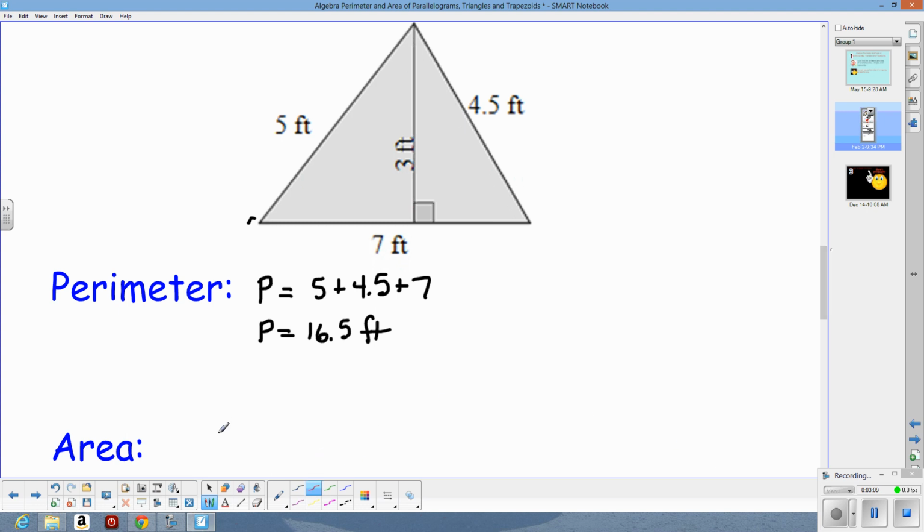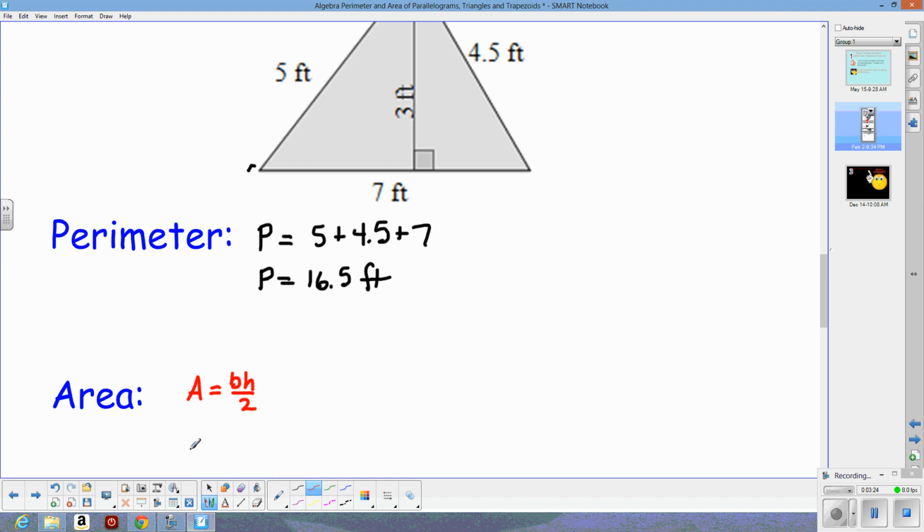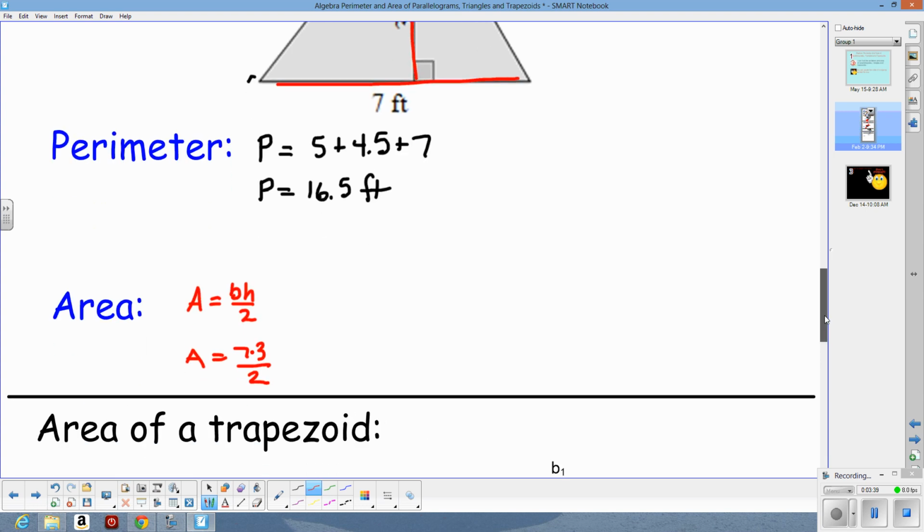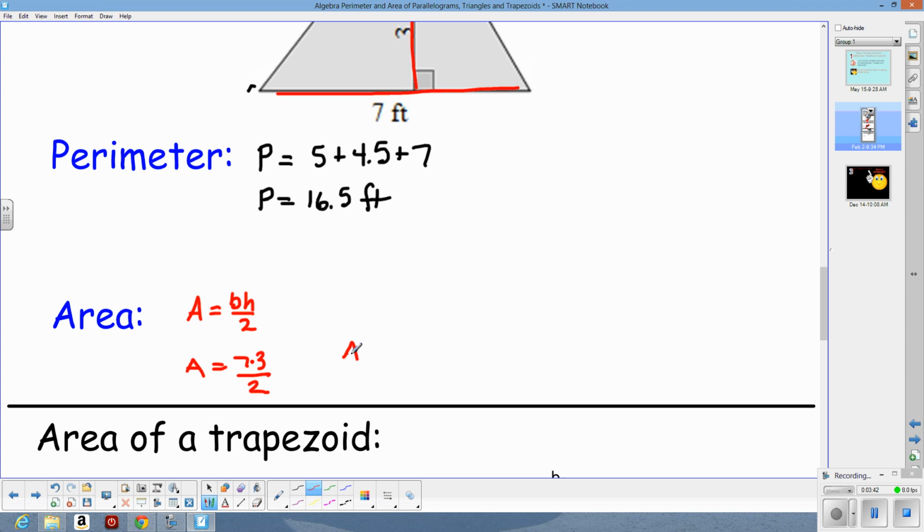Now for the area, you're going to start out by writing down the formula. Area equals either 1/2 base times height, or I like to use base times height divided by 2. Now below that, we're going to plug in the information. Area equals, the base of the triangle is 7 and the height is 3. So 7 times 3 divided by 2. And now you can work that out and get the actual answer. Area equals 21 divided by 2, or 10.5 feet squared.